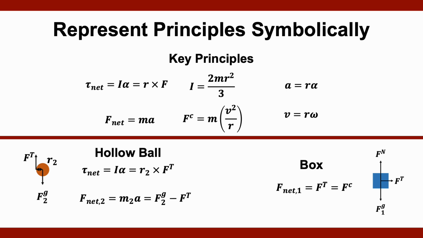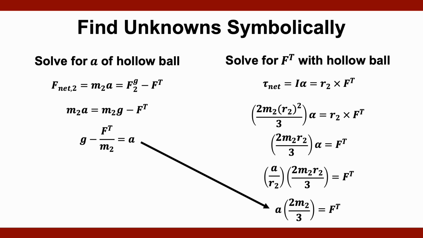Then, to relate all of this to angular motion to find angular velocity, we could substitute velocity v in the box's net force equation from centripetal force to be the product of radius 1 and angular velocity. Now, let us actually solve for angular velocity.